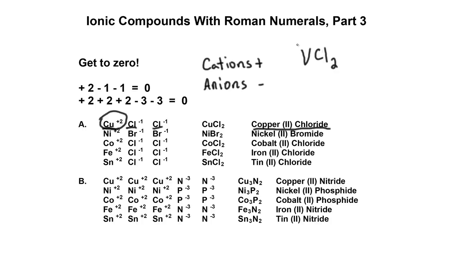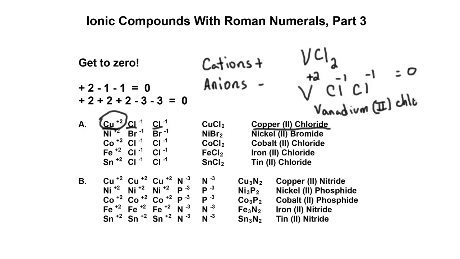So chloride is -1, and so we have 2 of them. So we know that we have -1, -1. We have to get to 0. So what must the charge of this vanadium be? And yep, you guessed it, a +2. So how would we name this? We would call it vanadium 2 chloride. So we'd say vanadium, and it would be 2 chloride.